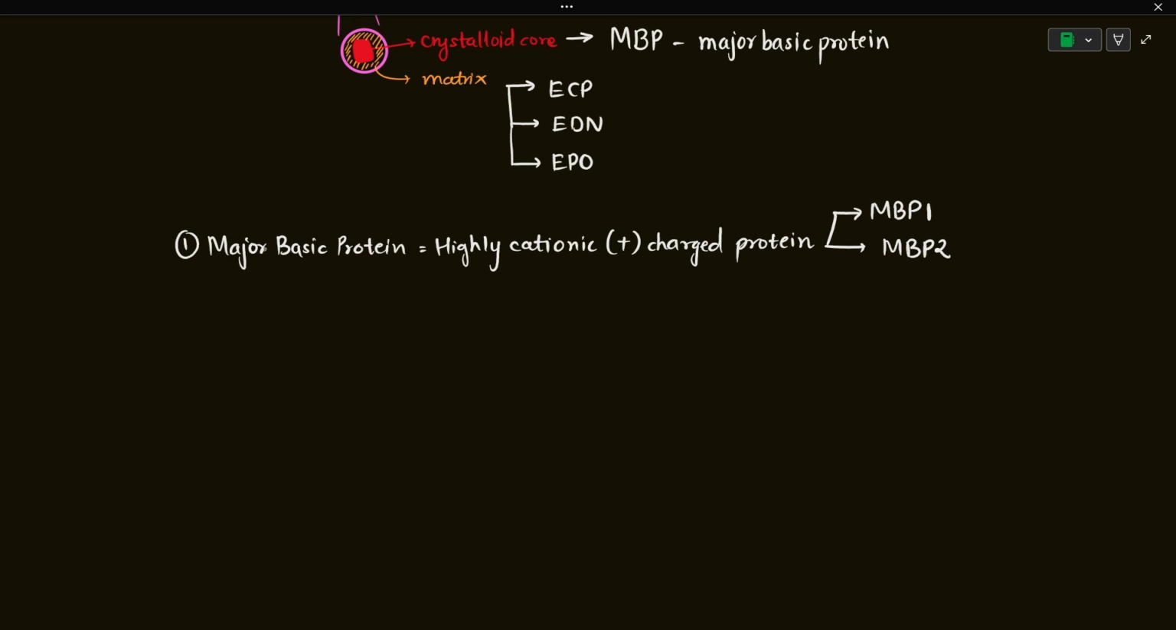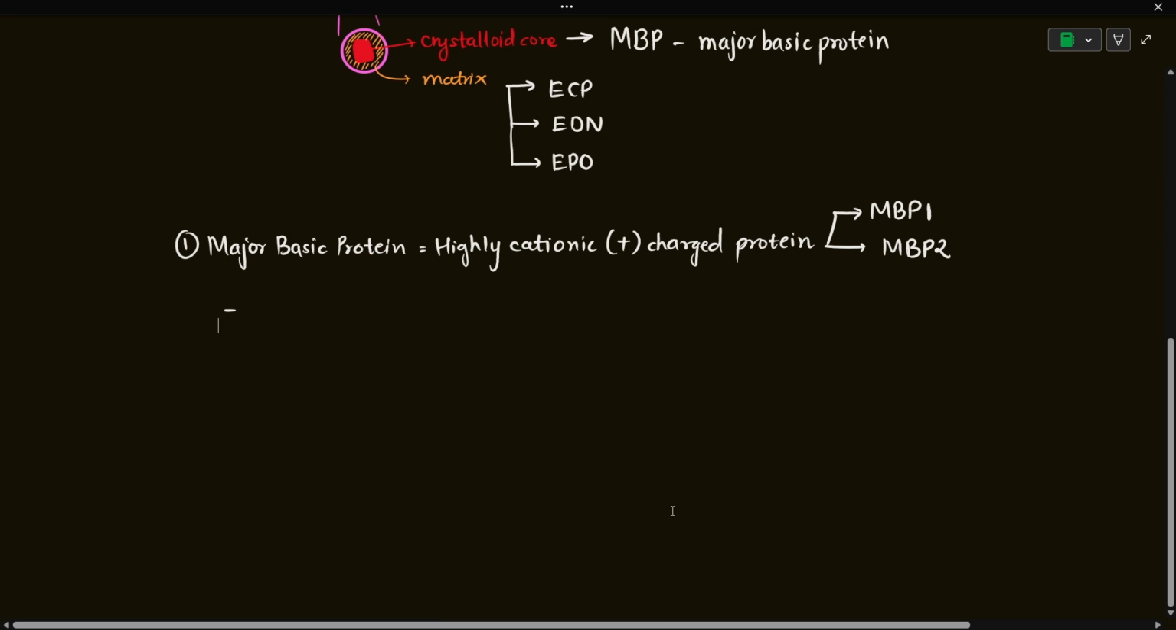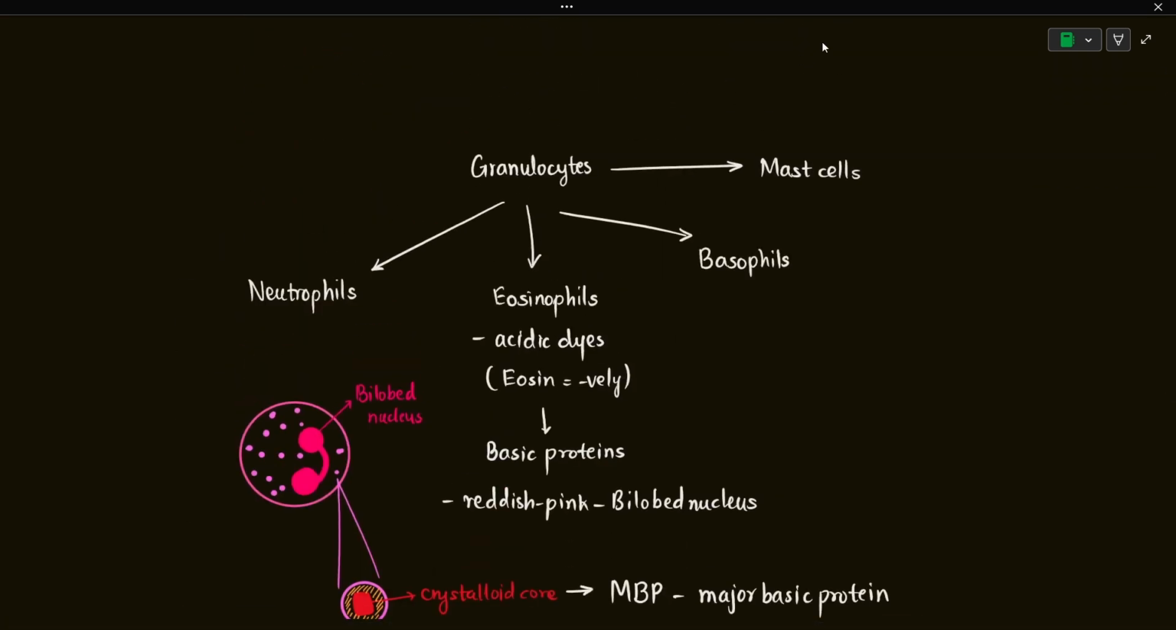So what does major basic protein do? They work as a toxin for helminths. As discussed before, neutrophils are phagocytic in nature. Eosinophils are also phagocytic in nature, but that is not their primary function. Neutrophils are more aggressive compared to eosinophils. Both of them show phagocytosis, but eosinophils are majorly known for their effect against worms, against parasites such as Ascaris and Taenia solium.